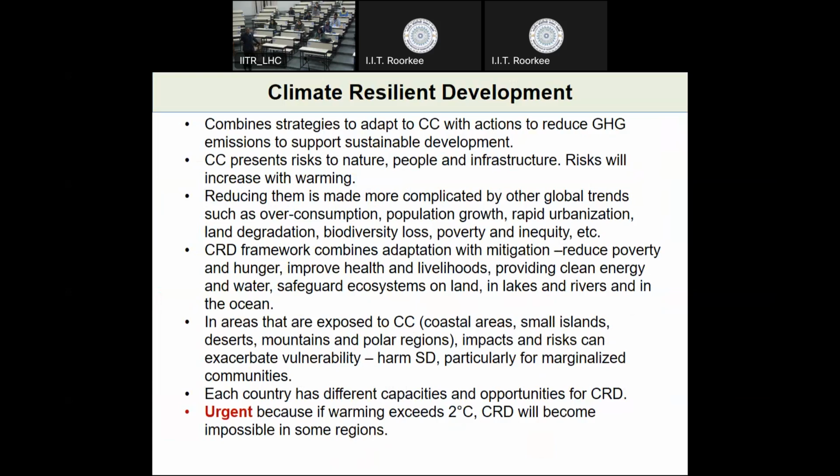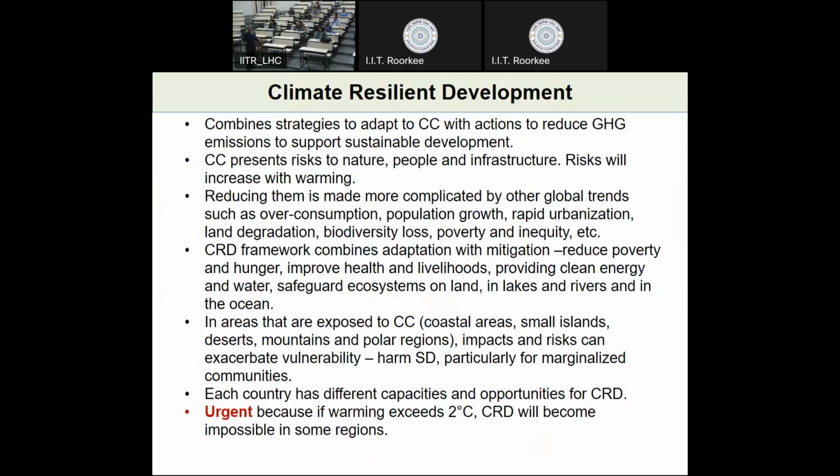Then safeguard ecosystems on lakes, rivers, and oceans. This is a concept which comes back again and again, that green development should be something that we should practice. We should develop our resources, but in such a way that ecosystems are not damaged. So these are green development pathways.